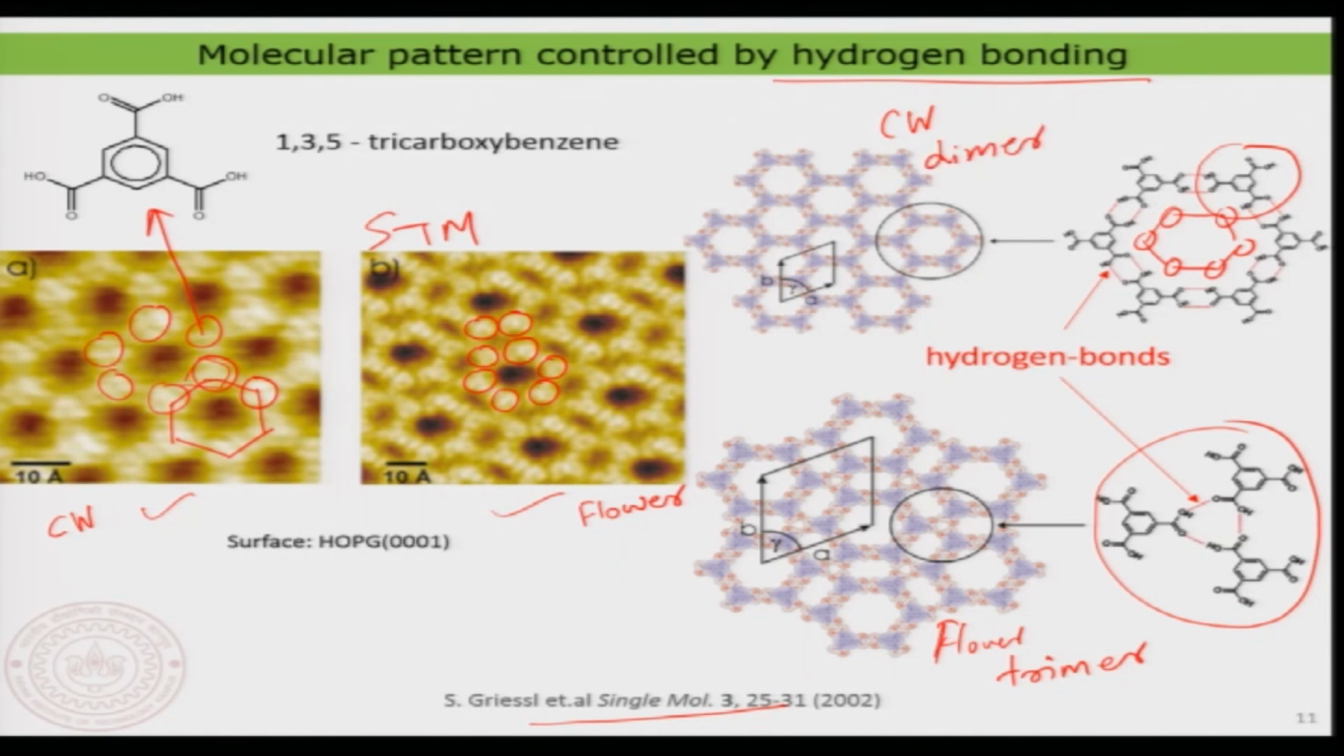So, the important thing here is that although both patterns are controlled by hydrogen bonding, depending on the type of interaction or the number of molecules interacting, they form different types of self assembly. Well, with this I would like to conclude this lecture, and we will continue understanding further examples in the next lecture. Thank you very much for your attention.